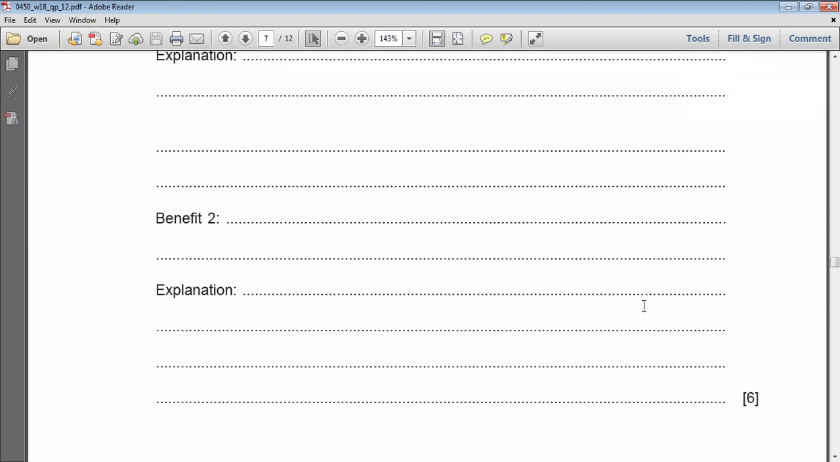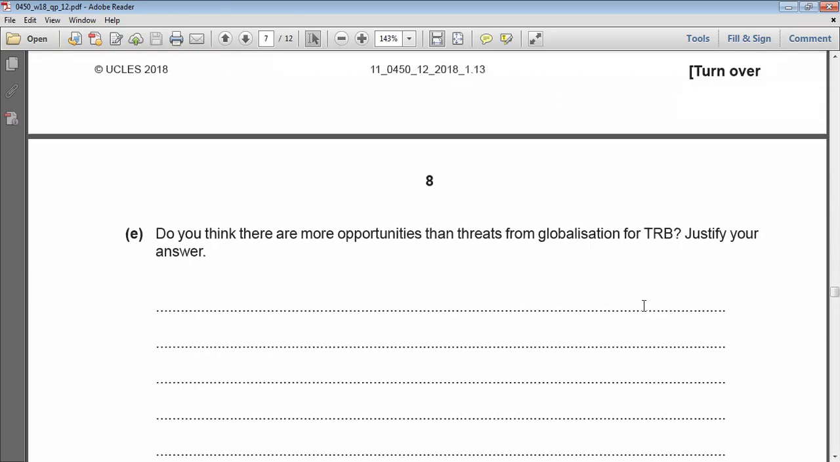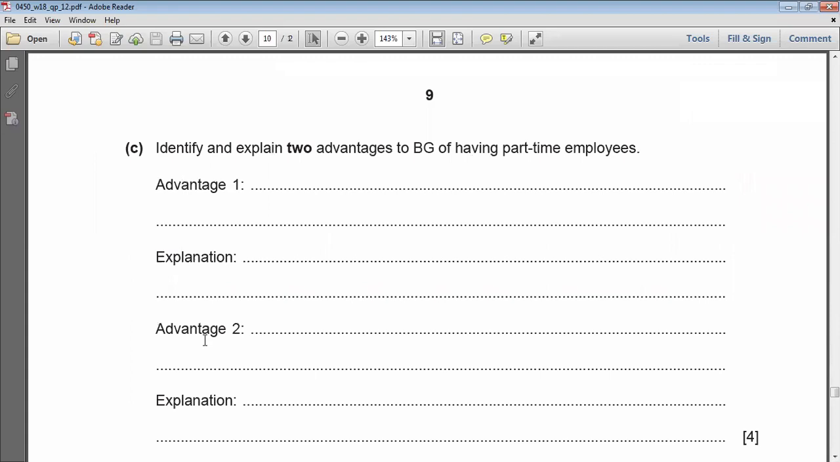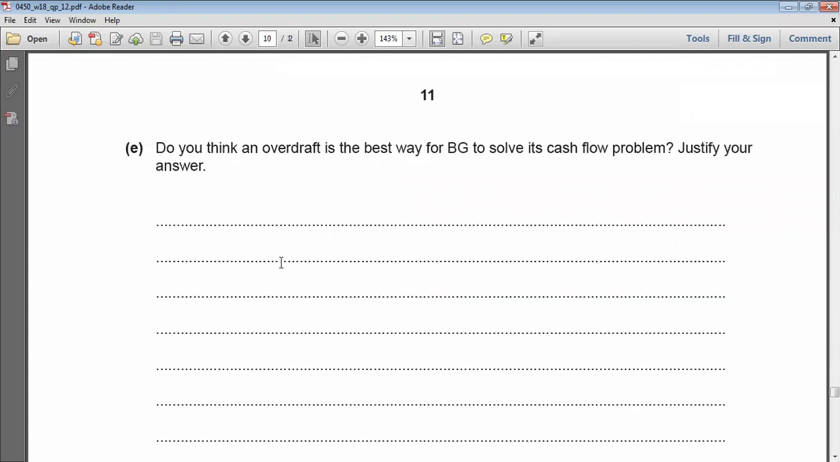Number 3E, do you think there are more opportunities than threats? If yes, why? If no, why? What is your conclusion? Number 4, do you think overdraft is the best way to solve cash flow problems? If yes, why? If no, why? And what is your conclusion? So always this format, not just say yes, not just say no, but present first the points. Why is it yes? Why is it no? And eventually come up with the conclusion.